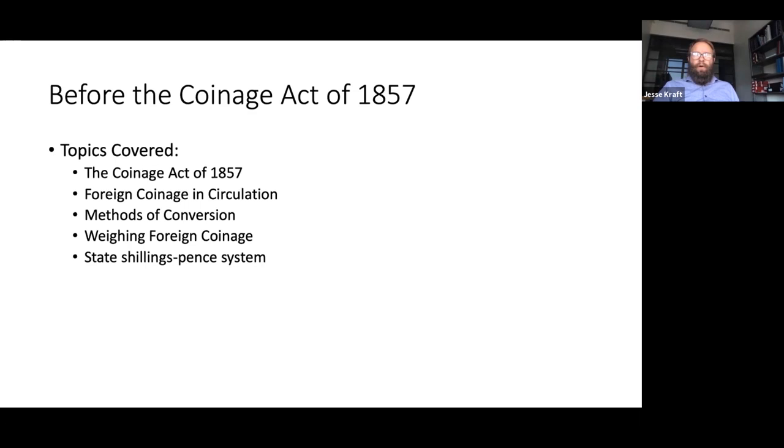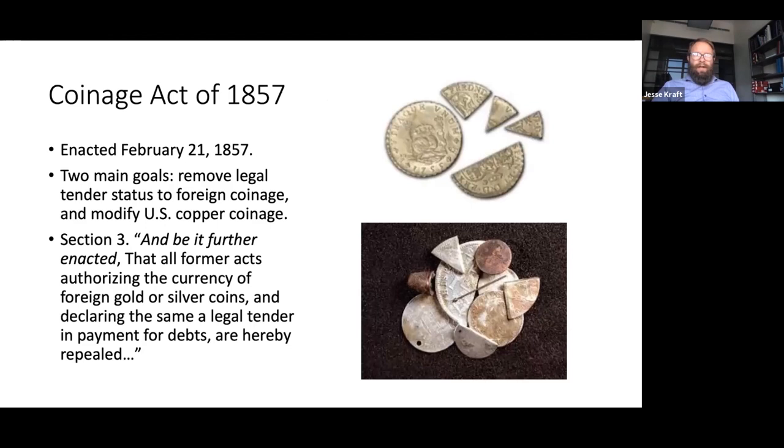So the Coinage Act of 1857 was enacted on February 21st of 1857, and it generally had two main goals. The first was to remove the legal tender status of foreign coinage, and the second, completely different yet somewhat related, was to modify United States copper coinage. Many people know this as the transition from large cent to small cent, and also what got rid of the end of the half cent piece.